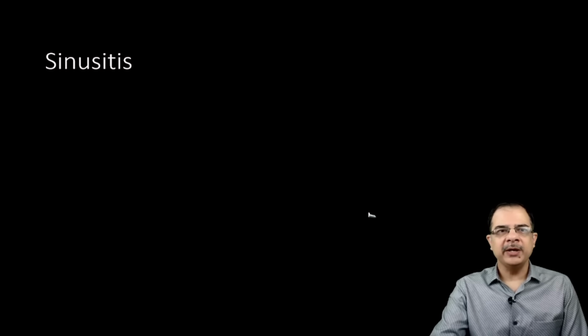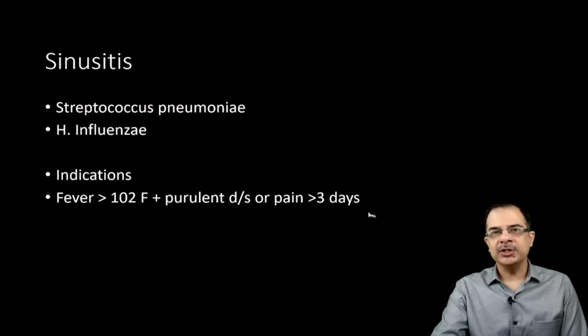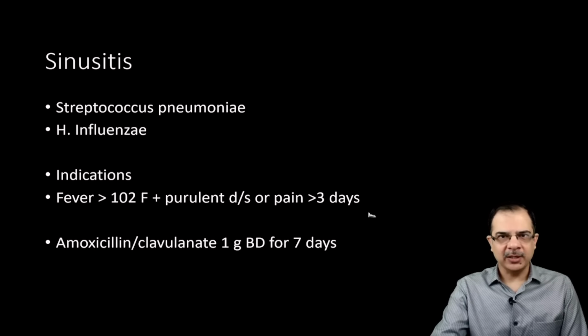For upper respiratory infections, sinusitis: Streptococcus pneumoniae and H influenzae are the bacteria which lead to sinusitis. But not in all cases will you be giving antibiotics. The indications are when the fever is more than 102 degrees Fahrenheit along with purulent pus discharge or pain which is persisting for more than 3 days. Antibiotic is amoxicillin clavulanic acid 1 gram twice a day for 7 days.